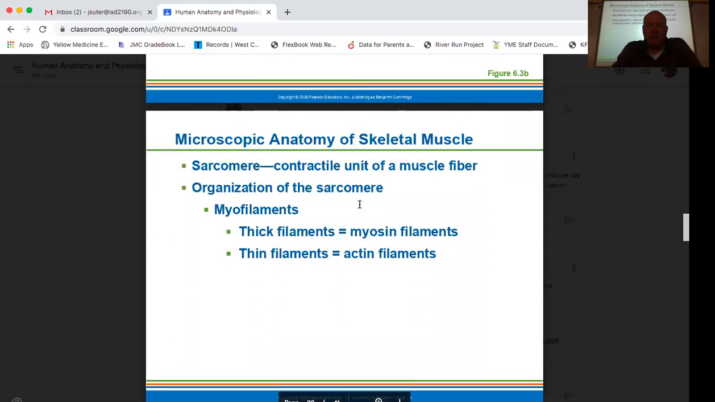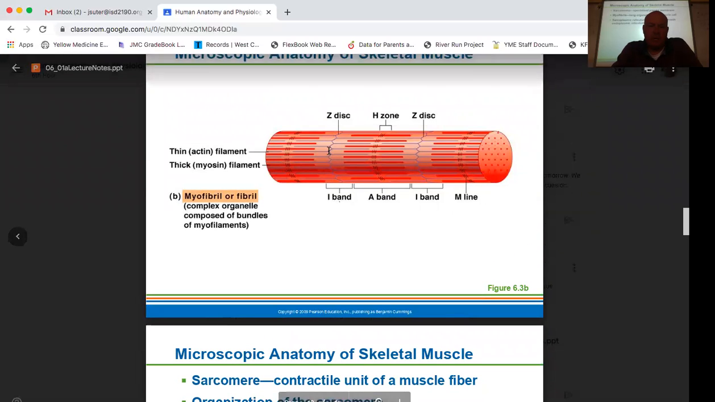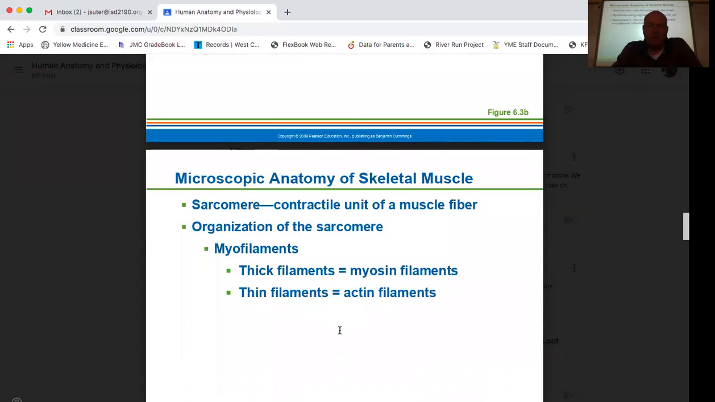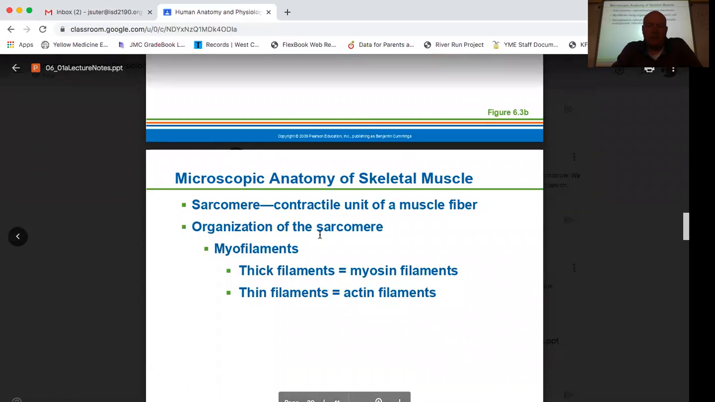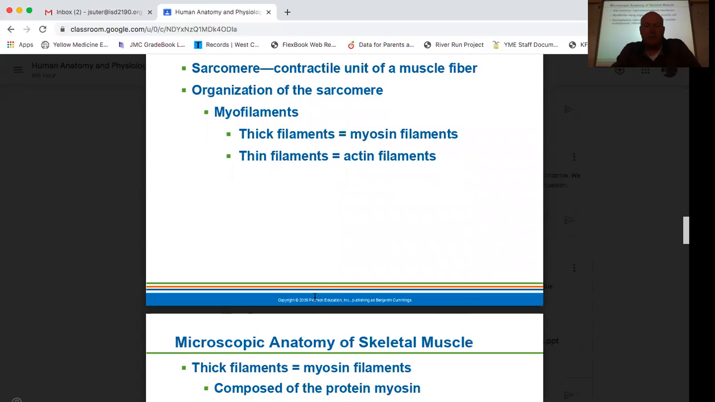So again, a couple other terms here that are important. The sarcomere is the contractile unit of a muscle fiber. So the distance between the two Z discs right here, that's called a sarcomere. So a couple things when we talk about the organization of the sarcomere, the myofilaments, there's the thick ones, which are myosin, and the thin ones, which are actin. And we'll talk about how those two work here in a lot more detail tomorrow.